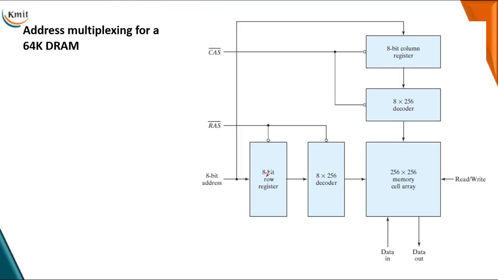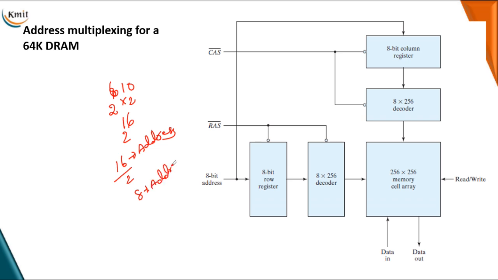One half of the address is applied to the row register, and the other half is applied to the column register. So with that we can obtain 64 kilo, which is 2 power 6, that is 64, into 2 power 10, which totals 2 power 16. So instead of having 16 address lines, let me divide these 16 address lines into 2. Then we have 8 address lines.